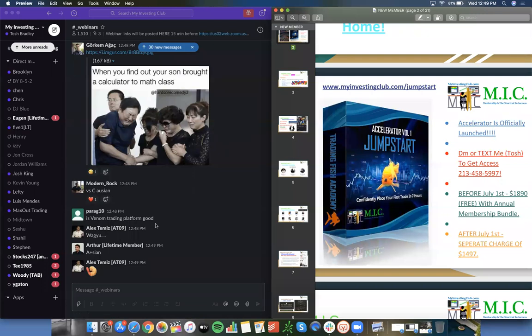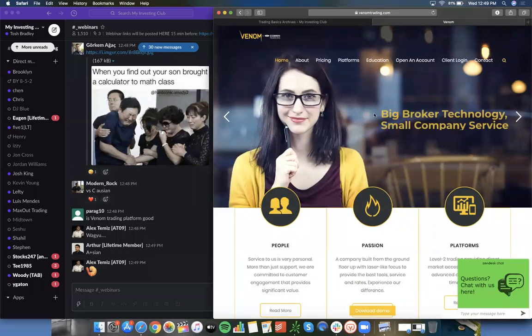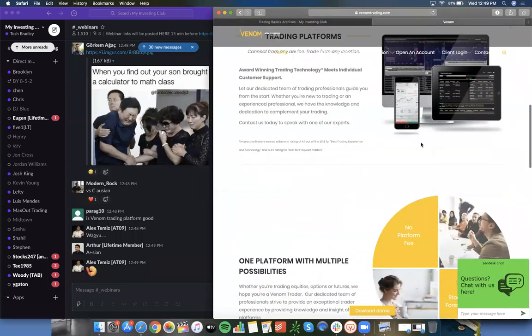Is Venom's trading platform good? They use Trader Workstation as the native platform, but you can actually integrate Venom into DOS if you want to pay per month. I used to have Venom accounts when I was under PDT, and I had two accounts there linked to DOS in the same thing.